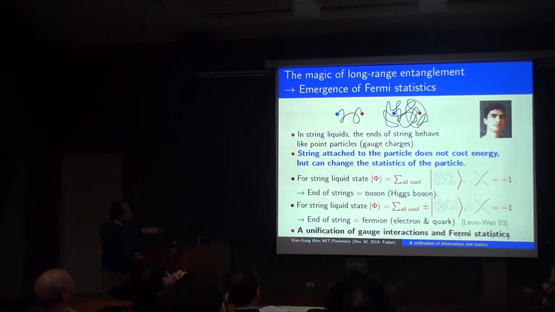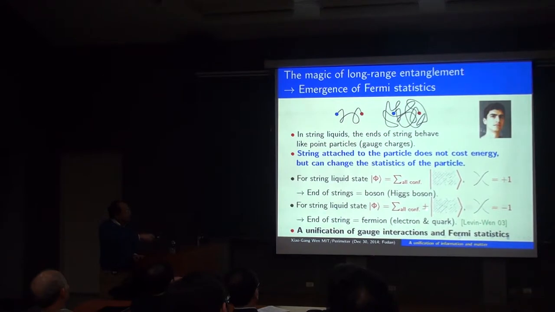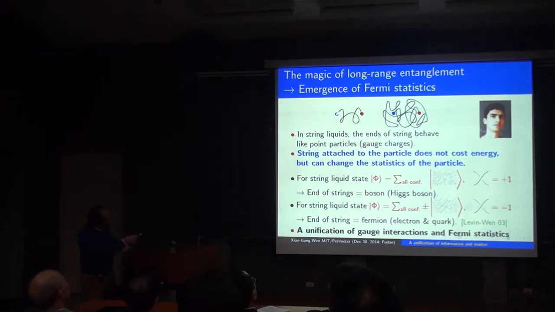If the string liquid wave function is an equal weight superposition of all strings or loops, then the end point is a boson. However, if you modify the wave function, so that the string liquid state is a superposition of string configurations but with some kind of plus-minus amplitude, then the end of the string would have a different statistics, which is fermion. So actually, statistics is not a fundamental property. It's just a different wave function. If the qubits have a different wave function, then the end of the open string would have different statistics.